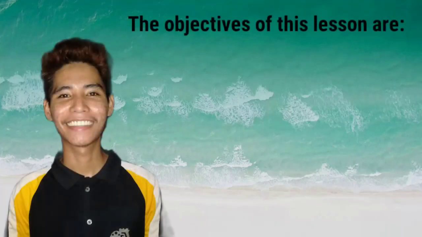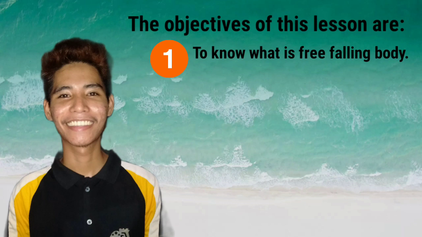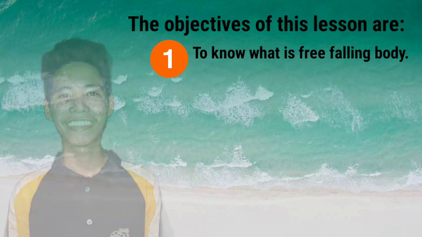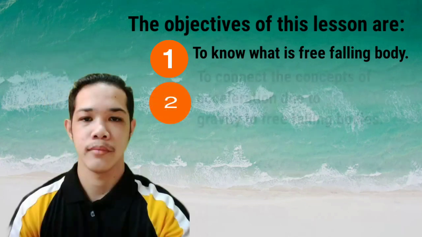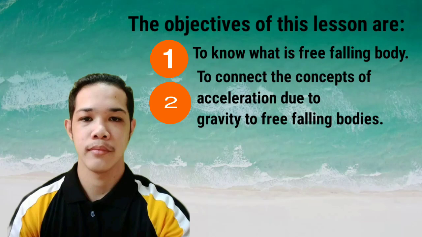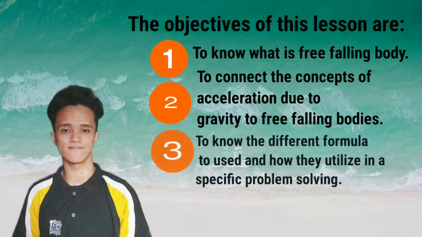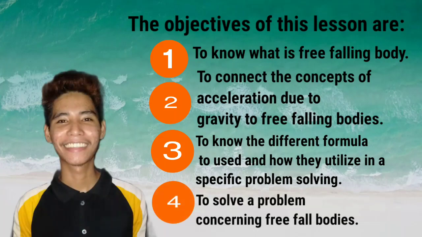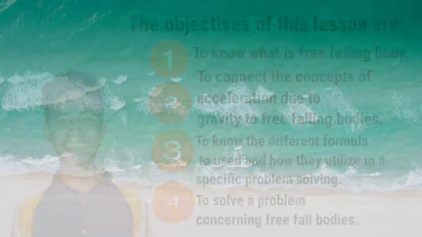The objectives of this lesson are: 1. To know what is a free falling body. 2. To connect the concept of acceleration due to gravity to free falling bodies. 3. To know the different formulas to use and how they are utilized in specific problem solving. 4. To solve a problem concerning free falling bodies.